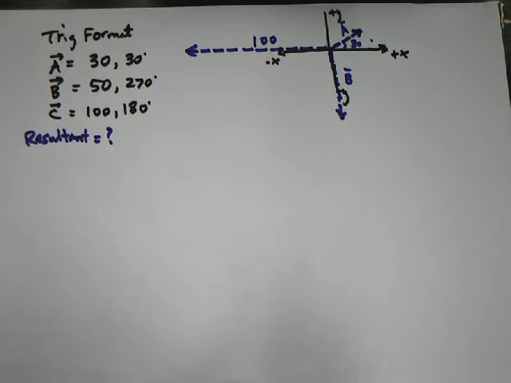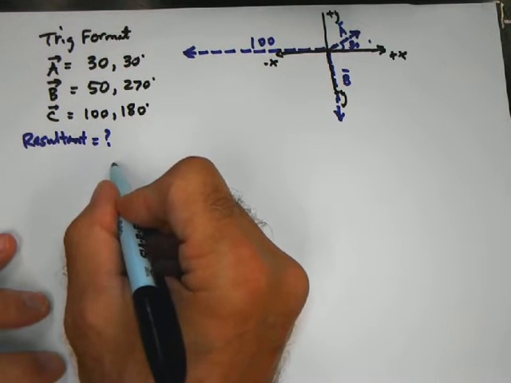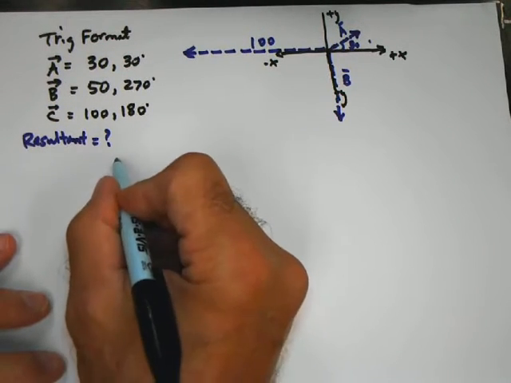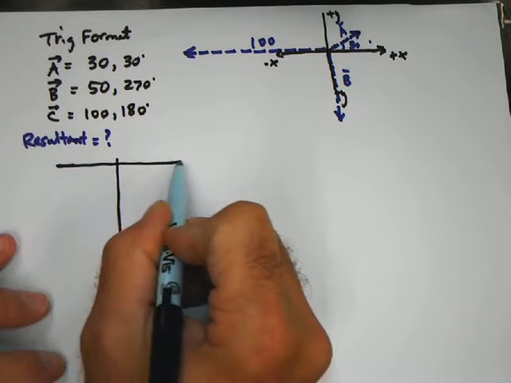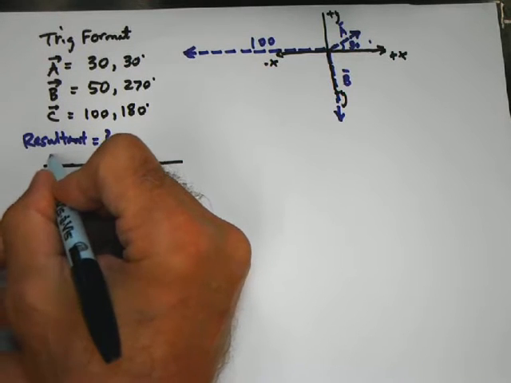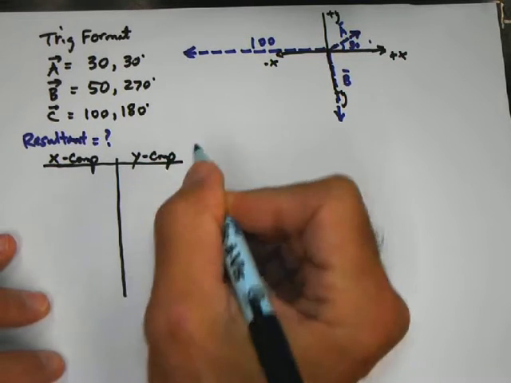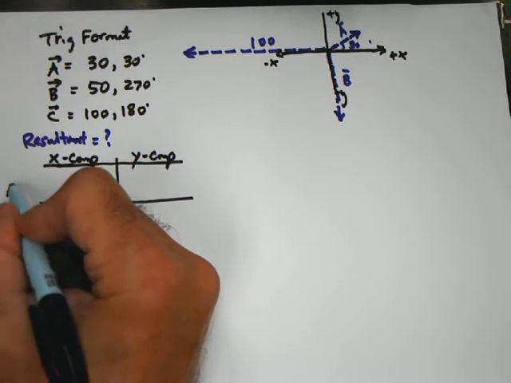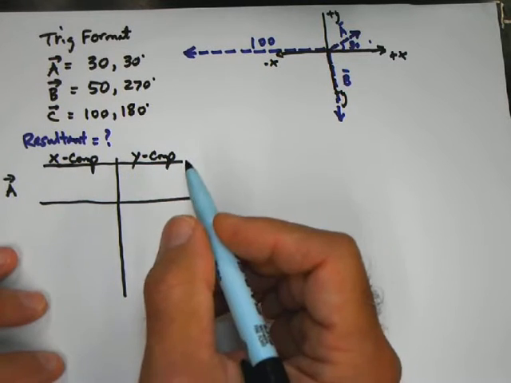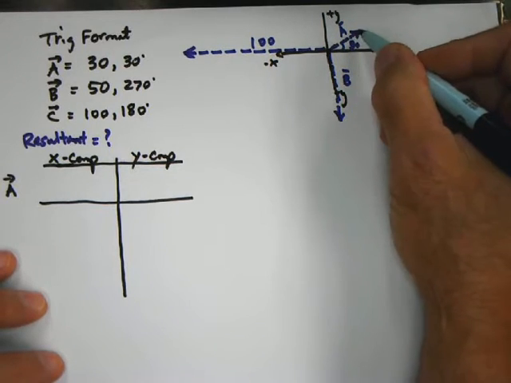Well, what we want to do is split each one of those vectors up into horizontal and vertical components. Okay, so let's make a little table here to help us organize our work, and I'll put my x components here and the y components here. And let's do it for vector A first. So this will be vector A, and that's 30 meters per second at 30 degrees. Okay, that's this one here.